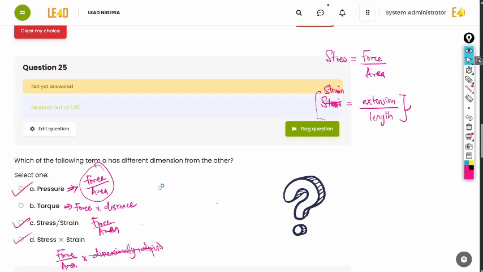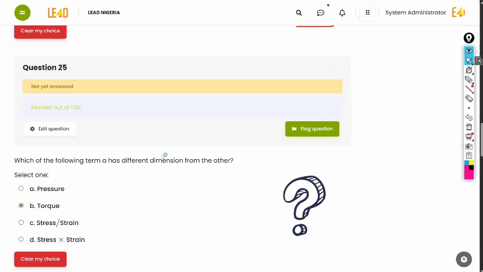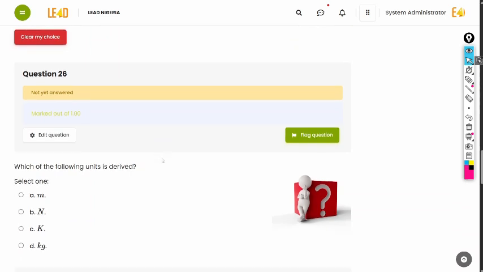The term that has a different dimension than the others is torque, because torque is not force over area. Torque is force times distance. So that's for question 25.